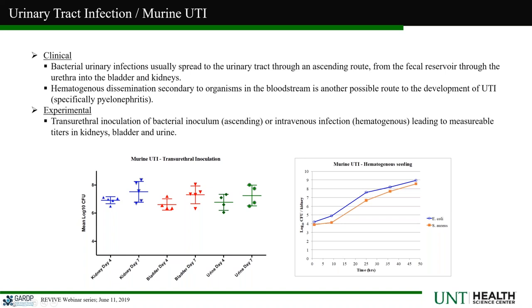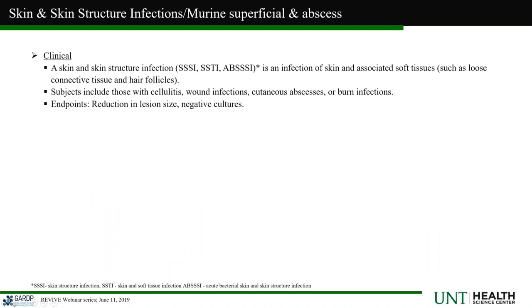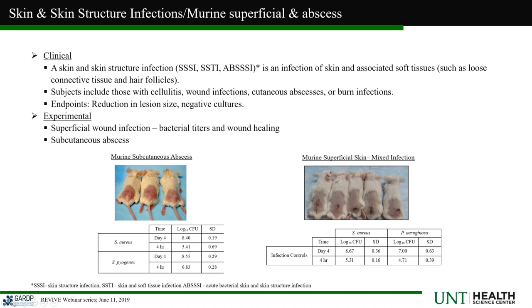Skin and skin structure infections is a lot of nomenclature that applies to the same thing. These can be anywhere from cellulitis to burn infections to deep-seated abscesses in the cutaneous space. The endpoint clinically, for whether you're going to be effective, is that you're going to reduce the lesion size, or you're going to come back with negative cultures from that site of infection. There are two different animal models that are available to show efficacy in this type of model. There's the superficial wound infection, and then there's a subcutaneous abscess.